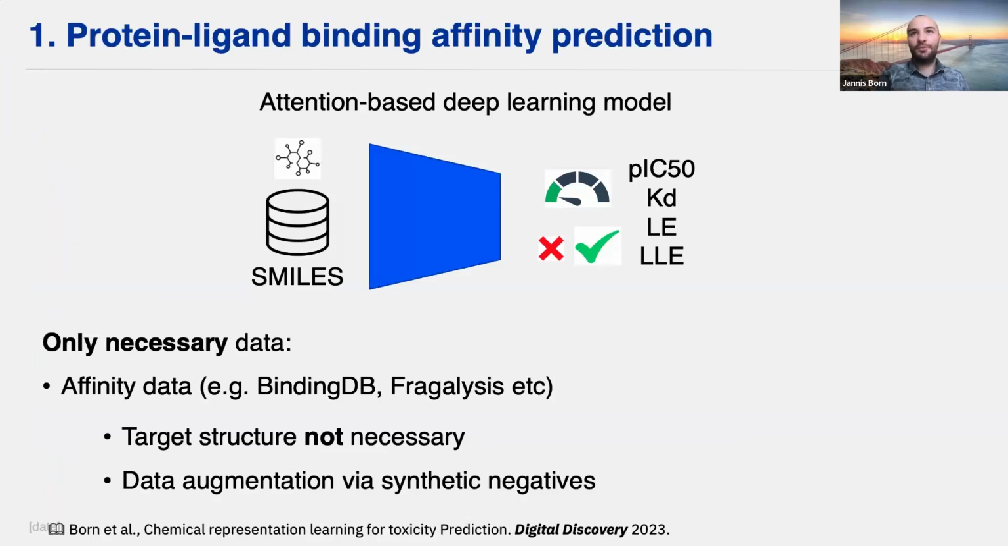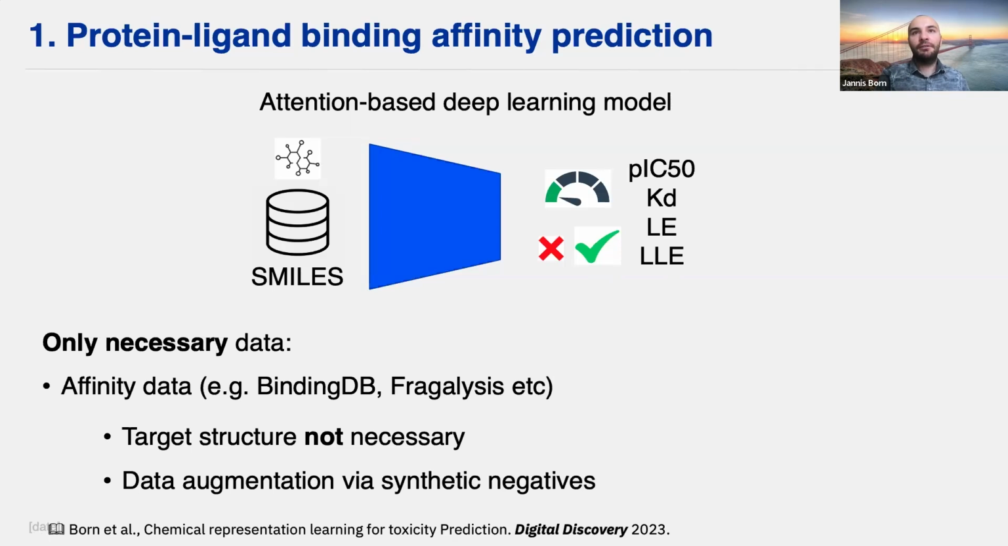So here we use an attention-based deep learning model. And the main takeaway here is that we only need a little bit of affinity data. So this can be pIC50, KD, or even in some cases, we didn't have continuous values. We just knew, okay, we have a bunch of hits and we have a bunch of negative samples, and this is the data set. And in that case, we can also work with such data and do a classification. Importantly, and this is quite important, we do not need the target structure. So if the target structure is not available, it's not a problem.